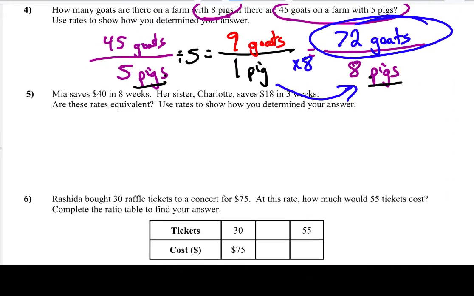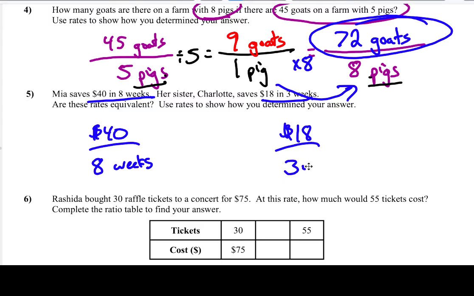So number 5, Mia saves $40 in 8 weeks. Her sister Charlotte saves $18 in 3 weeks. Are these rates equivalent? Meaning, are they saving their money at the same rate? And we want to know, how did you know? Well, this time we have 2 rates. So we start by setting up 2 rates. $40 in 8 weeks, $18 in 3 weeks.